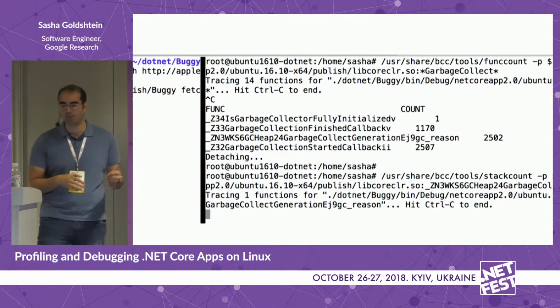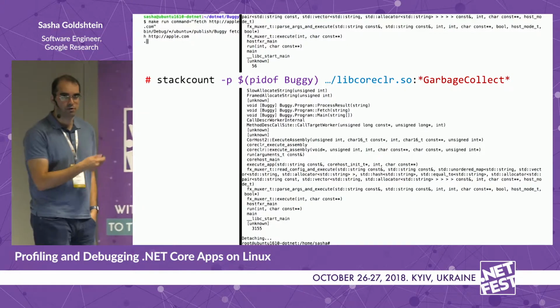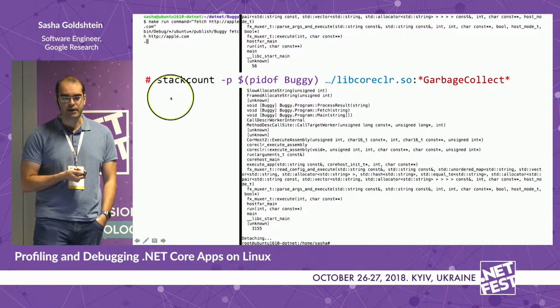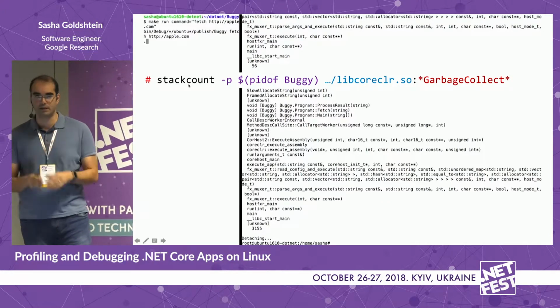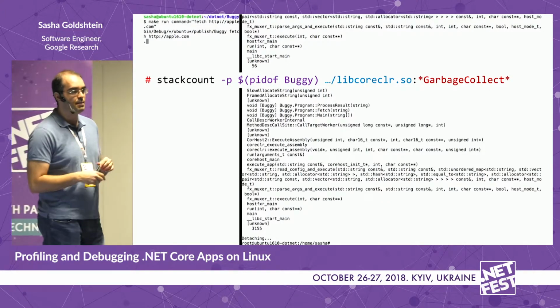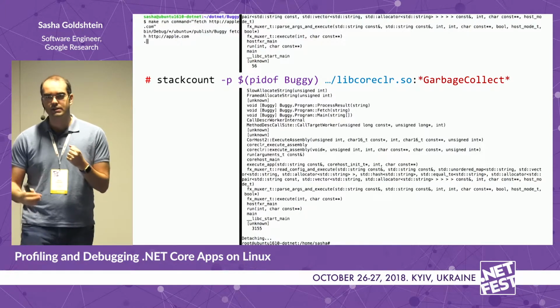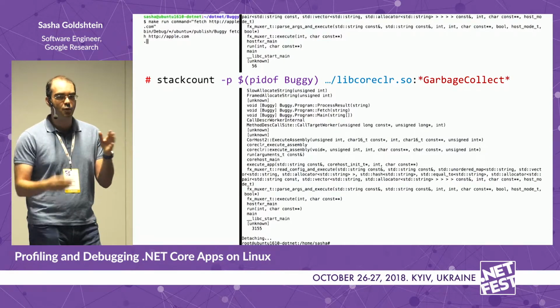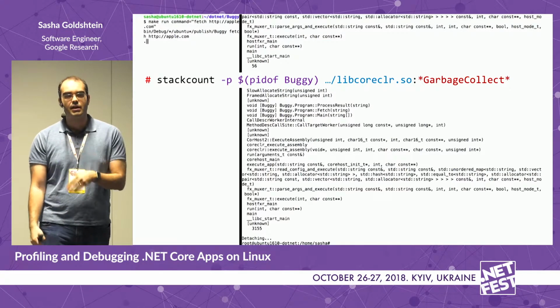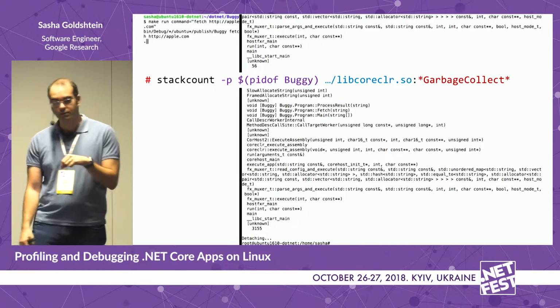So this is a very, very hacky way of getting this information from the .NET process, but it works. And even better than that, we have a tool in the same collection called stackcount. And it's kind of like funccount. You point it at a process, you specify a function, but instead of telling you how many times a function was called, it tells you the full stack trace. Every time the function is called, what was the stack trace, and how many times was that stack trace seen.